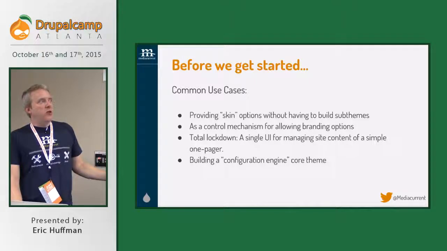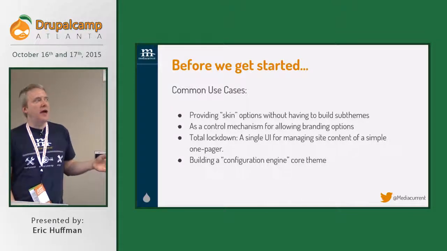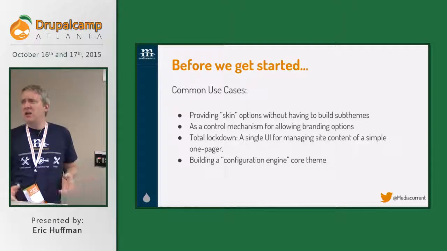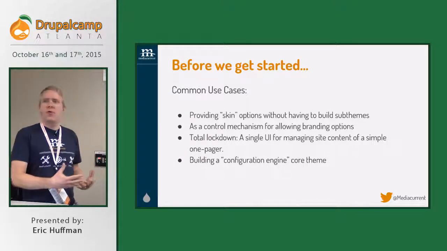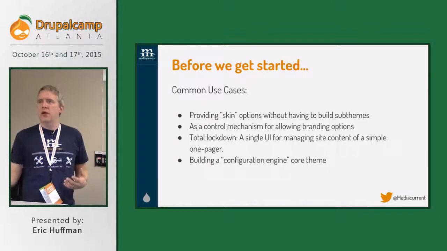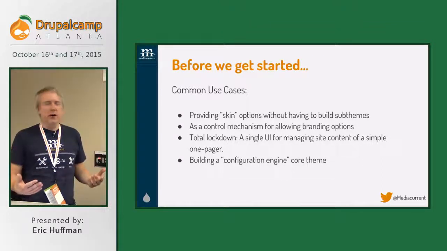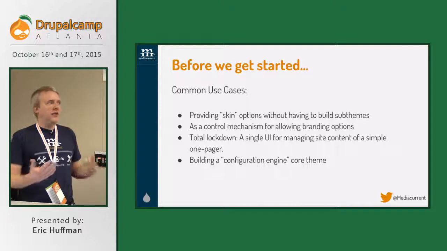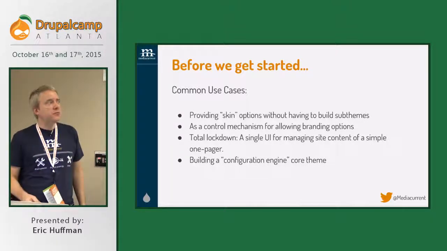Again, just to cover some quick common use cases. Since we're talking about the theming layer, providing skin options is a great way to make use of custom theme settings, and in some cases it eliminates the need for a sub theme. If you're creating a theme for a corporation, and they've got franchises where they install the sub theme to get the look and feel for their particular division, that can all be kept in one theme, and then you use theme settings to make those variations.